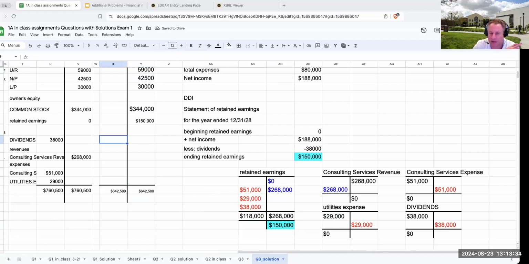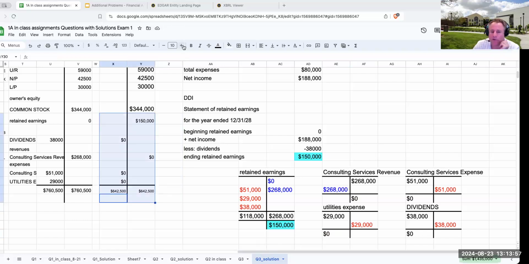What's happened to dividends? This went to zero, right? Came over right over here. Boom, went to zero. Consulting services revenue is now zero. Consulting services expense is now at zero. Utilities expense is also now at zero.